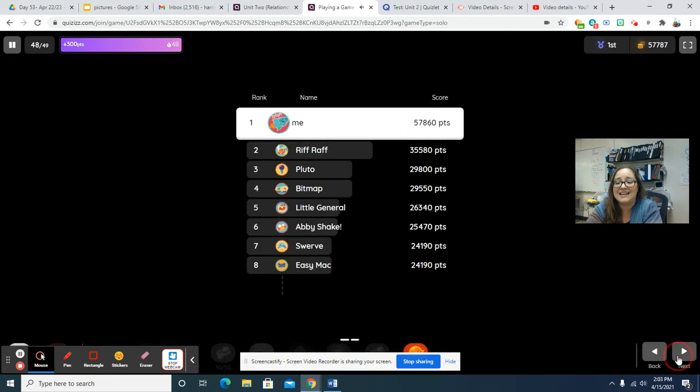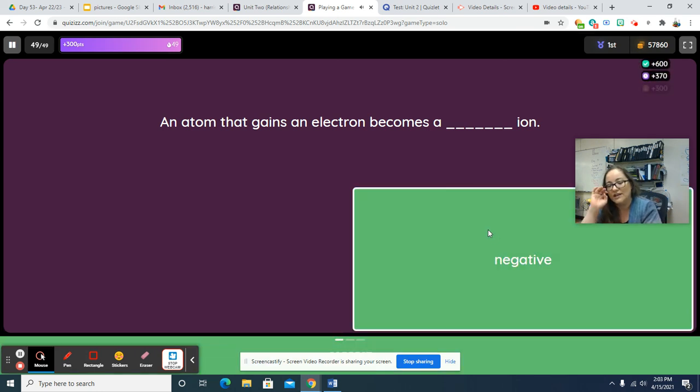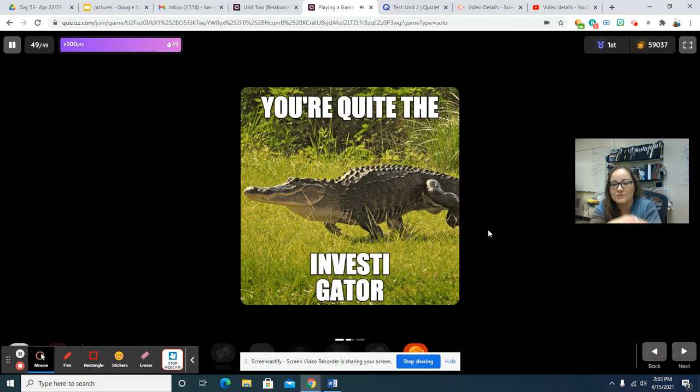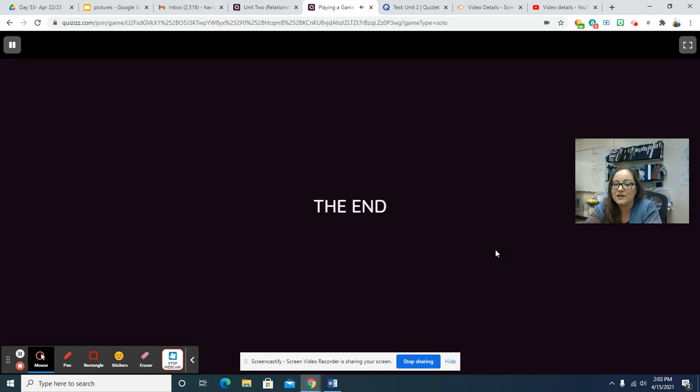I think this is the last question. An atom that gains an electron becomes a negative ion because it's gaining a negative charge. And so it's going to have more electrons than protons, and it's going to be negative. Pretty sure that was it?